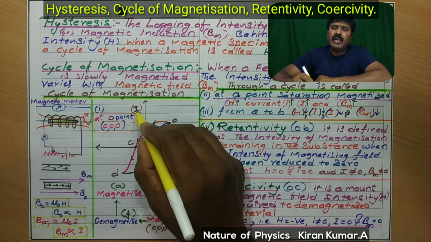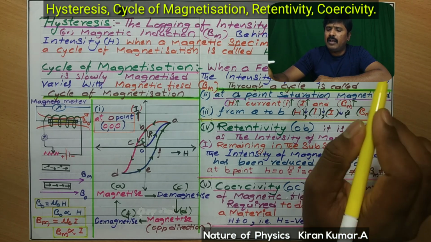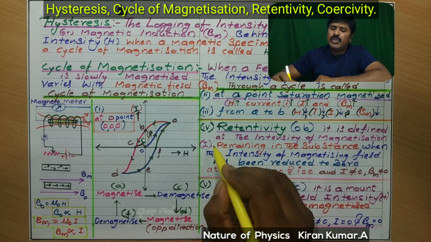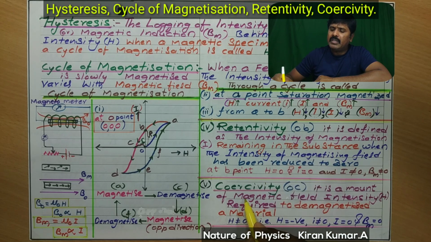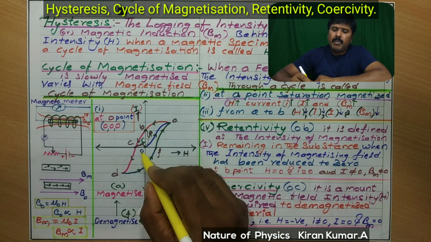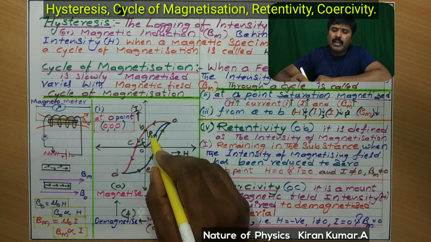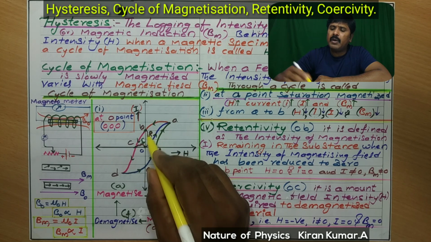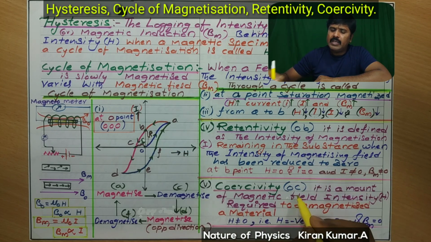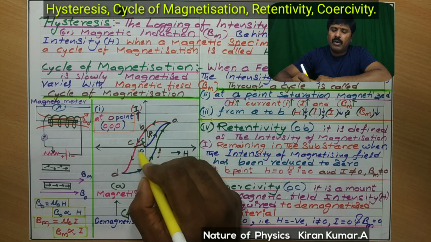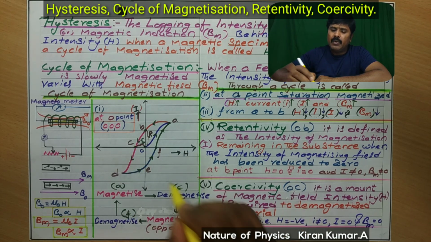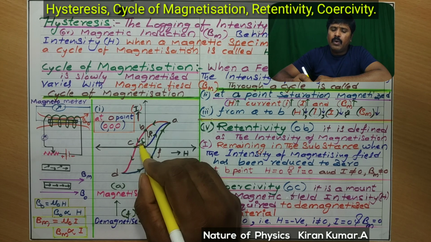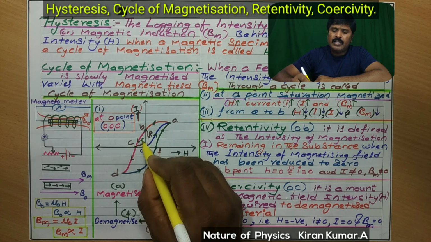The graph is between I and H, students, clearly given. Okay, and next, here we have two values: one is the retentivity and another one is the coercivity. Retentivity is represented by OB, students, and is represented by the letter R. Coercivity is represented by OC along the negative x axis, that is, OC represents the coercivity, represented by the letter C, students.